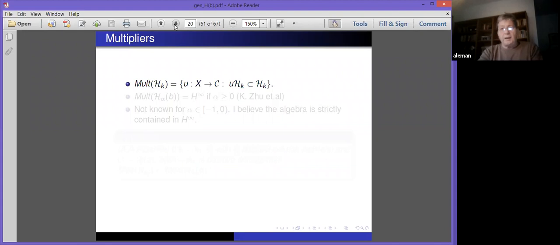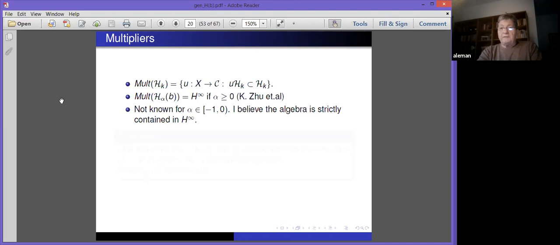As we have seen, the multipliers of this H_alpha(B) is the whole algebra H infinity if alpha is greater or equal to 0. And this was the result of Kaptanoglu in 96, but then other people also extended it for other alphas. I should say that if alpha is less than 0, you can go up to -1. And -1 is the Hardy space, right? The Hardy kernel. Then I believe that the algebra is strictly contained in H infinity. At this point, I don't know how to prove it, but I'm pretty sure that this is what it is. I just don't see it.